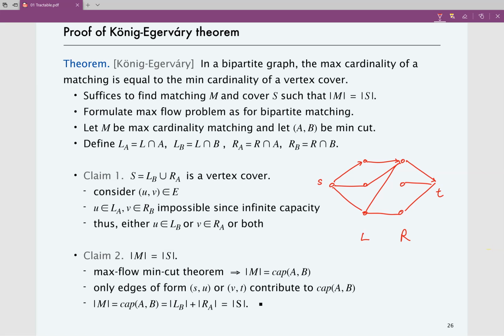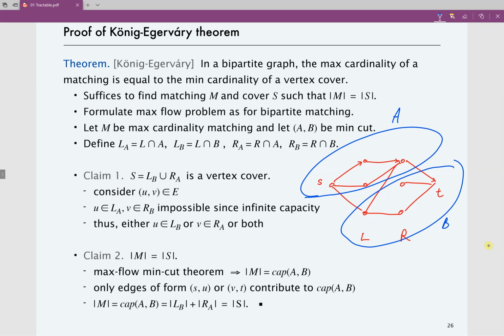All right, now we're going to have a min cut. So let's draw a min cut over here. Let's say that the min cut is going to be something like this. Let's say that this is the A side of the cut, and this is the B side of the cut.